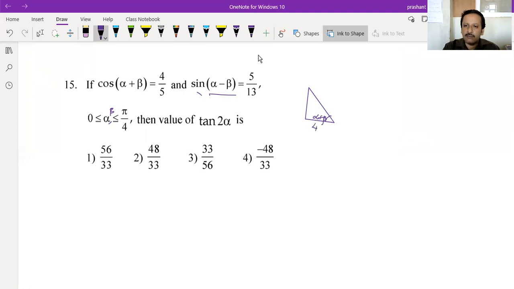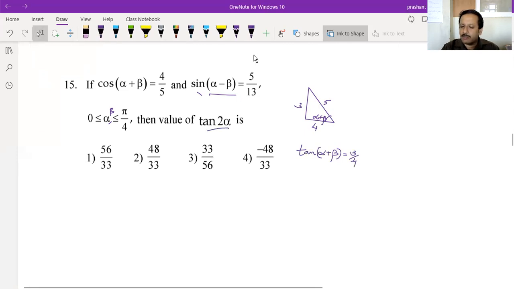So this will become 4. This will be 5, adjacent by hypotenuse. So then automatically this will be 3. Okay, so now from that triangle, I can write tan(alpha plus beta) is equal to 3 by 4. Okay, we need tan 2 alpha. I'll come to that afterwards.